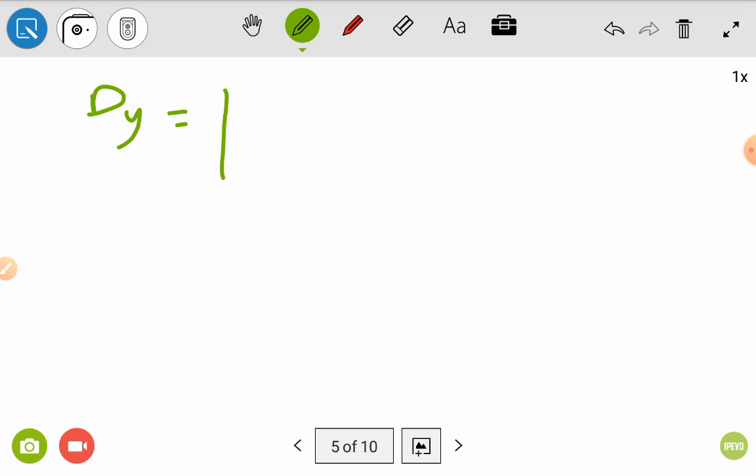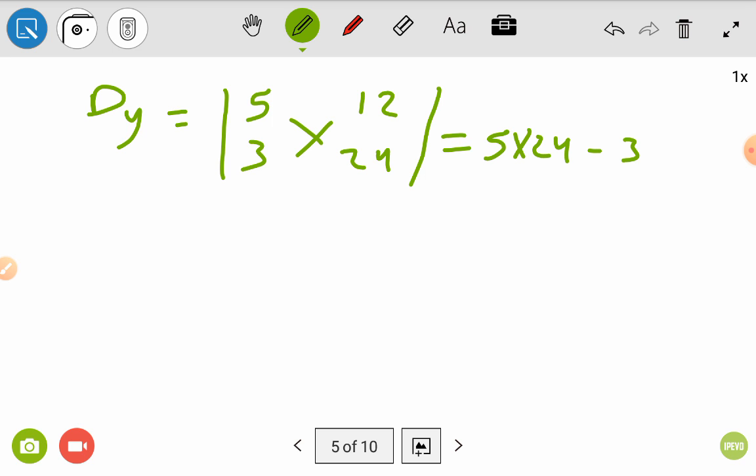Dy equals: 12, 24 instead of y, and 5, 3 for x. Cross multiplication: 5 times 24 minus 3 times 12, here 5 times 24 is 120, minus 36, equals 84.